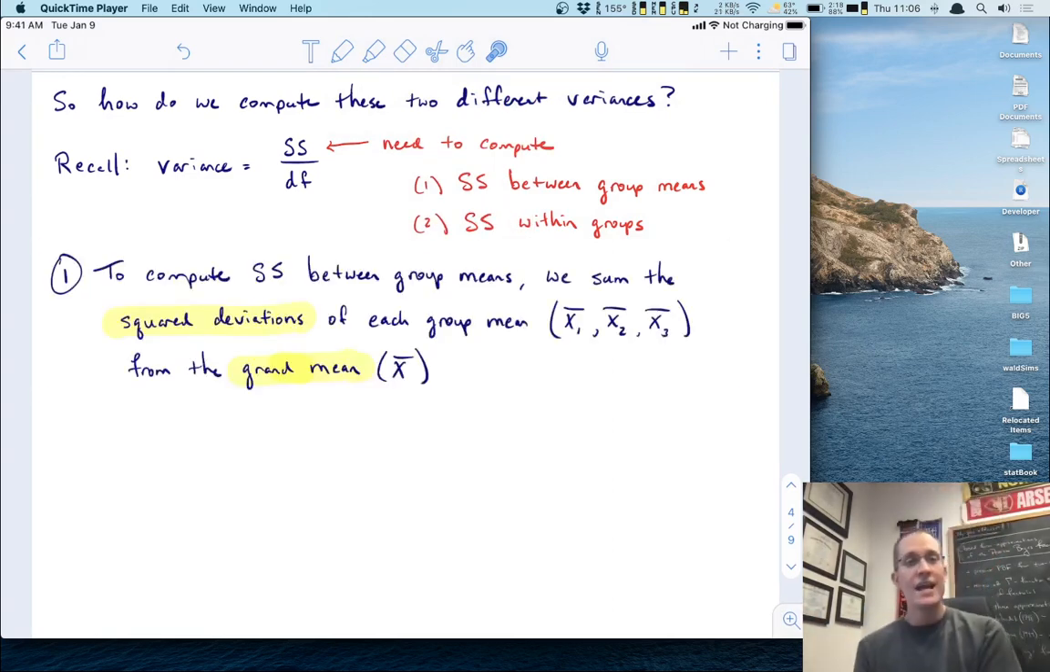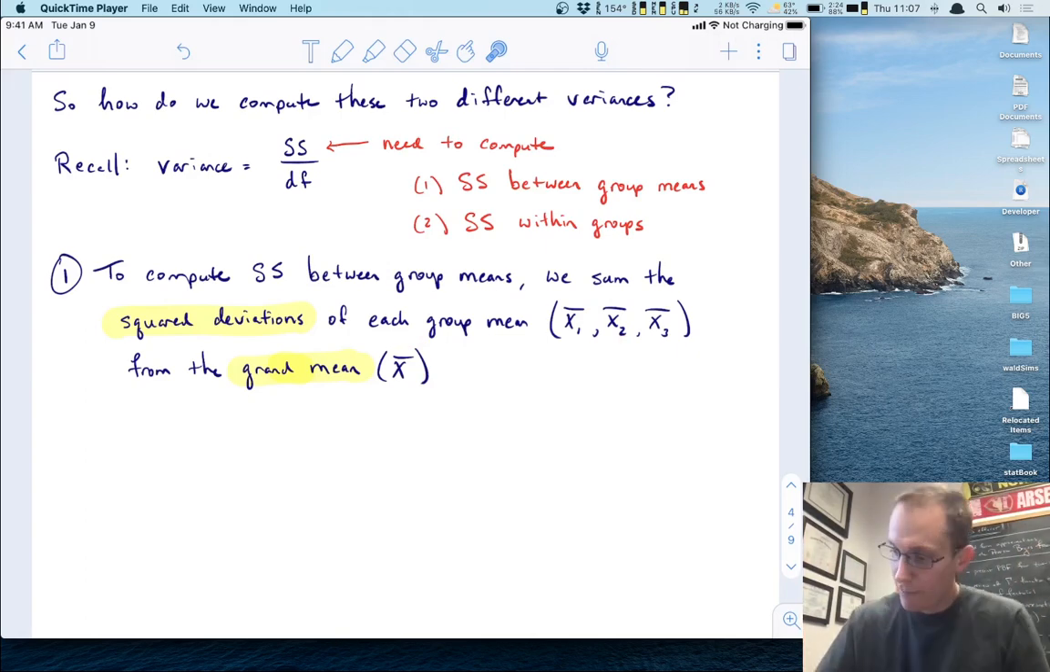So let's start with the SS between. To compute the SS between the group means, what we really need to do is something simple. We simply want the sum of the squared deviations between each group mean and the overall or grand mean. All right, so we want to take this group mean and see how different it is from the overall mean, and then square that. And then we take this group mean and see how different it is from the overall mean, square that, etc. We just do that for however many groups we have.